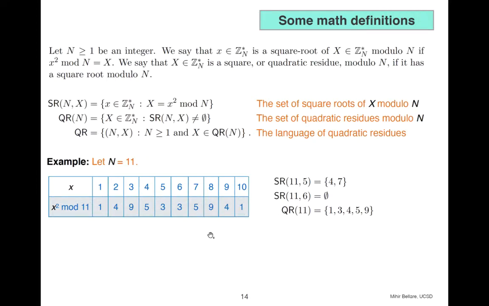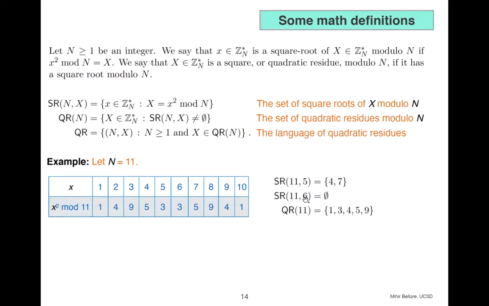Okay, what can we glean from this table? Look at the number 5. Well, is it a square? What tells you it's a square is that it appears in the second row. So it's here. What are its square roots? 4, but also 7, because both of them squared give you 5.